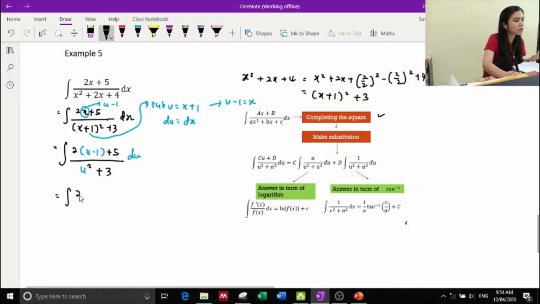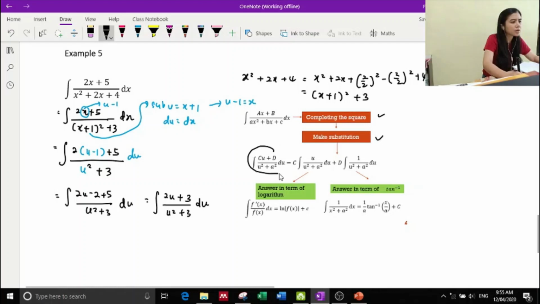So we will have 2u, and we have minus 2 plus 5, and then it's u squared plus 3 du. Before we go to the next line, let's simplify some more on this step. So if you simplify some more, we have 2u plus 3 over u squared plus 3 du. Now we are done with the substitution.